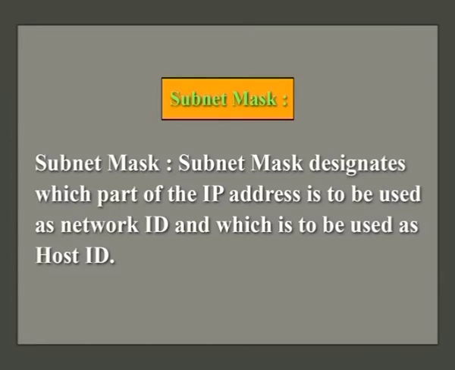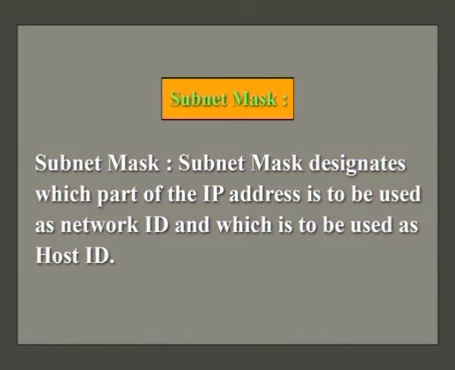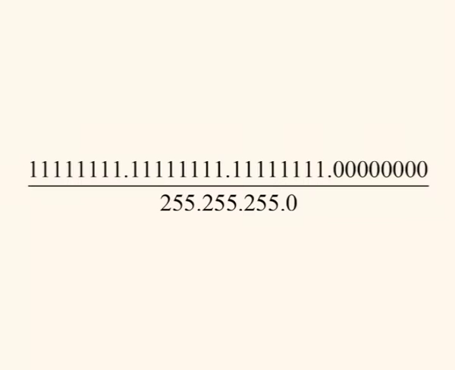These classes are used to identify the net ID and host ID of a particular host over a network, and this is done with the help of a subnet mask. The subnet mask designates which part of the IP address is to be used as network ID and which is to be used as host ID. If we require that the first 3 octets are to be used as network ID and the last one is to be used as host ID, then the subnet mask will be in binary as shown, and the same subnet mask in decimal format is 255.255.255.0.